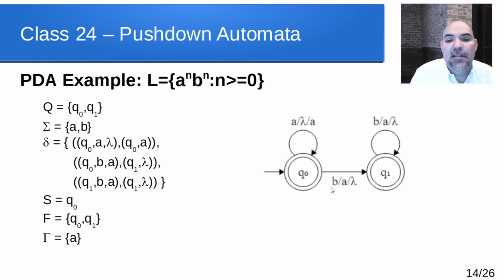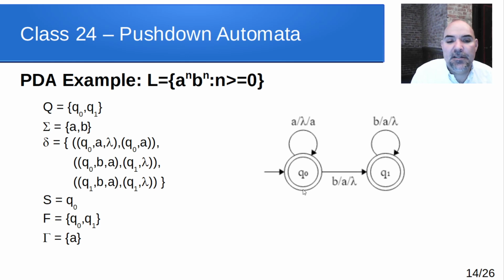And then down here, as soon as I start getting a B, I say if I have a B and there's an A on the top of the stack, I pop the A off the stack and I push lambda. And I do the same thing here. So for every B, I get an A. So if I ever got another A when I was over here, I would immediately reject.